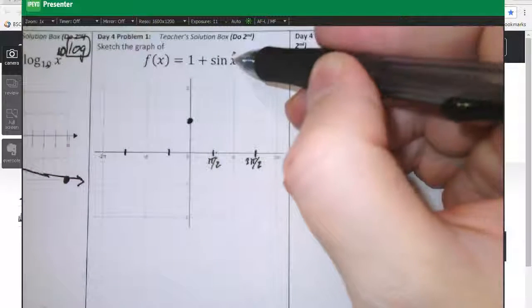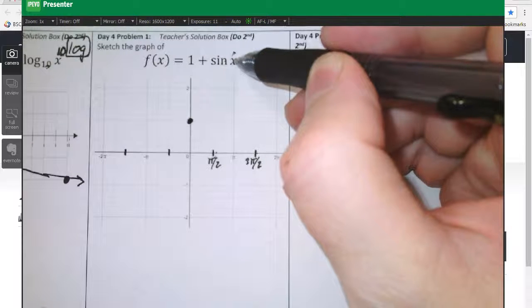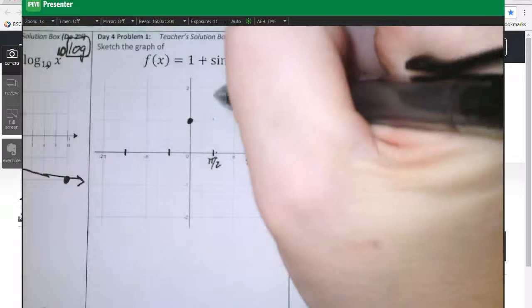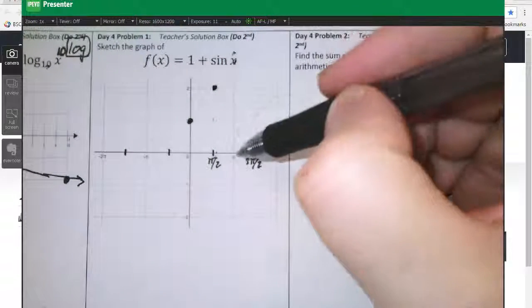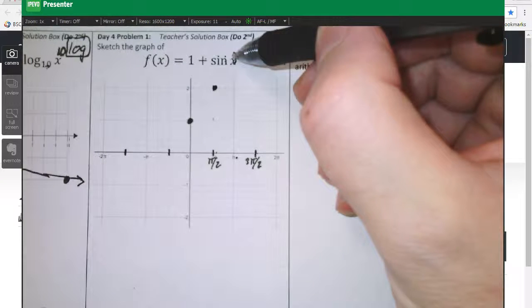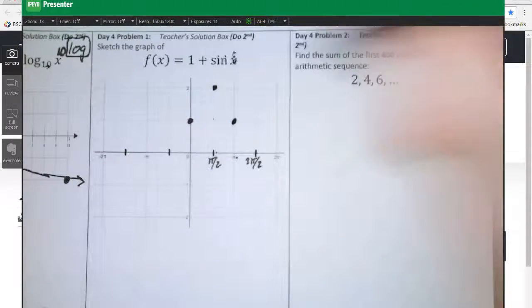Okay, now let's substitute pi over 2. The sine of pi over 2 is equal to 1, and 1 plus 1 is 2. And so that dot is located here. Now let's plug in pi. The sine of pi is 0, and 0 plus 1 is 1. And so that dot is located here.